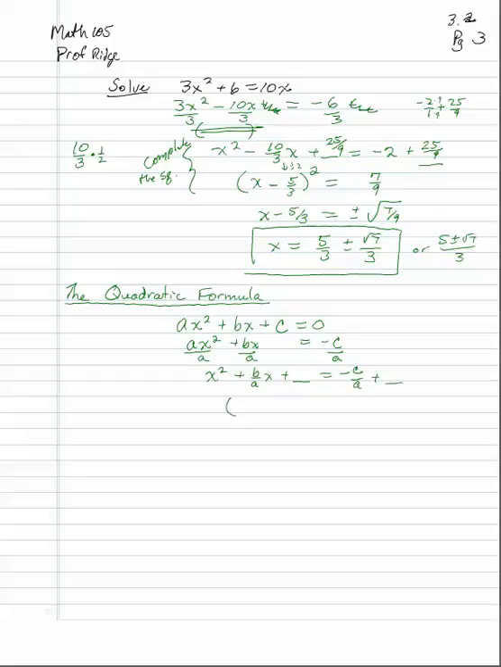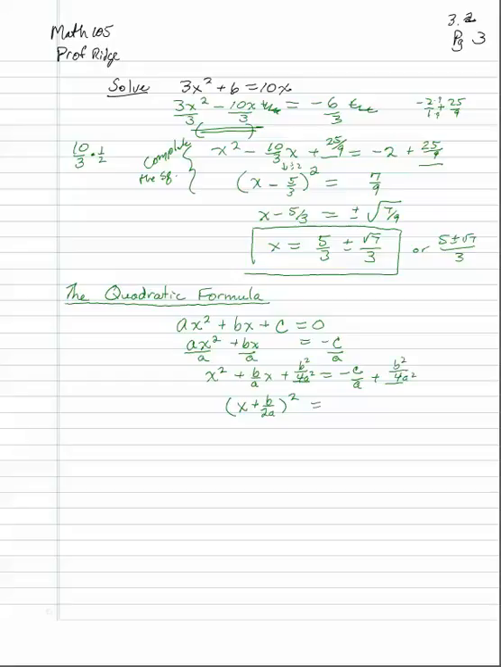Now we're going to complete the square, so you take half the middle term, so b over 2a. Remember, dividing by 2 is the same as multiplying by 1/2. So b over a times 1/2 is b over 2a. And we're going to square that, so it'll be b squared over 2a times 2a is 4a squared. Golden rule, what you do to one side, you've got to do to the other.